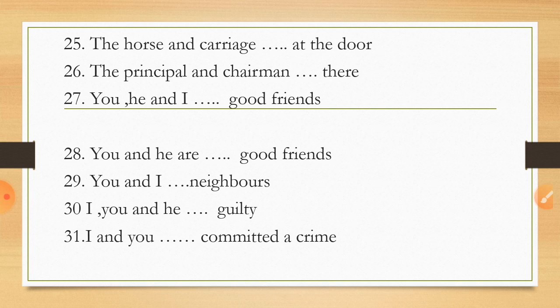You and I are neighbors, but 30th one, I, you, and he, because it shows negative sense. It gives negative sense. Okay, I, you, and he are guilty. Similarly, 31st, I and you have committed a crime.